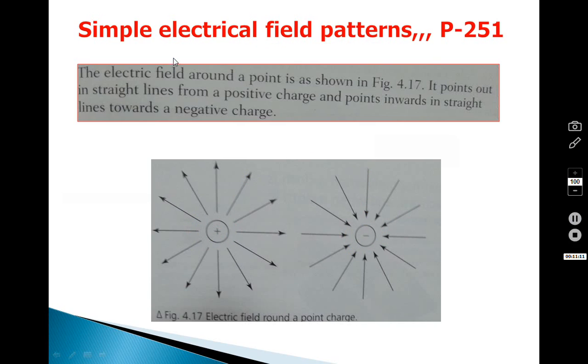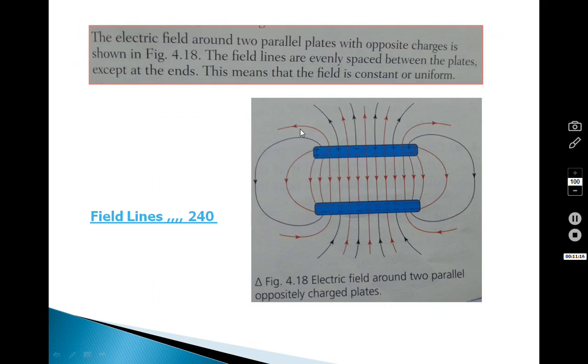There is another example showing the pattern of electrical field, as we can see here. The electrical field around two parallel plates with opposite charge, so the charge is different. This plate is positive, I think, yes, and this one is minus. Two plates, plate number 1 and plate number 2. When the two parallel plates with opposite charge are shown here, the field lines are evenly spaced between the plates except at the ends of them.